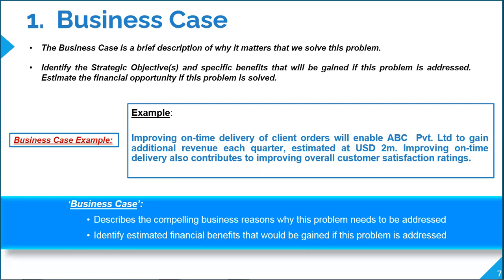For example, improving on-time delivery of client orders will enable ABC Private Limited to gain additional revenue each quarter, which is estimated at USD 2 million, a financial benefit. Improving on-time delivery also contributes to improving the overall customer satisfaction rating. So this is the business case. To sum up, a business case describes the compelling business reasons why these problems need to be addressed, and secondly, it identifies the estimated financial benefit, a rough estimate of the financial benefit that would be gained if this problem is addressed. This is just a brief of how the business case should look and what the different sub-elements are. Let's go to the example of the business case on the next slide.